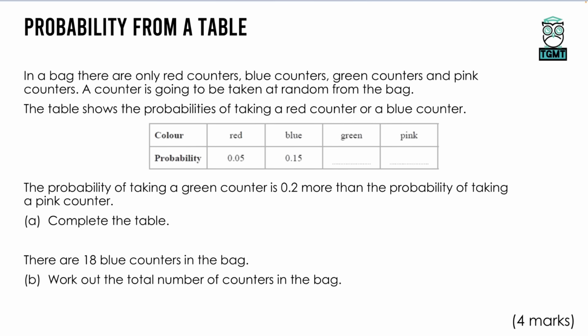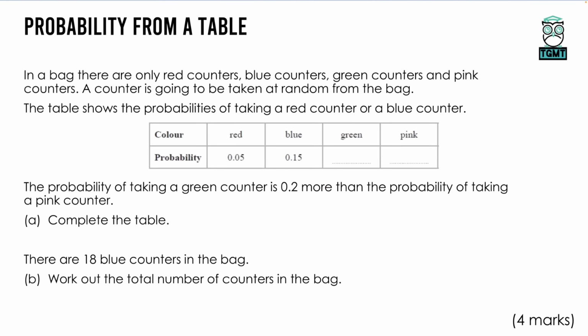Now looking at this question, we have probability from a table, remembering that probabilities within a table need to add up to 1. It says here the table shows the probabilities of taking a red counter or a blue counter, and there is green and pink left empty. It says the probability of taking a green counter is 0.2 more than the probability of taking a pink counter. It wants us to complete the table.